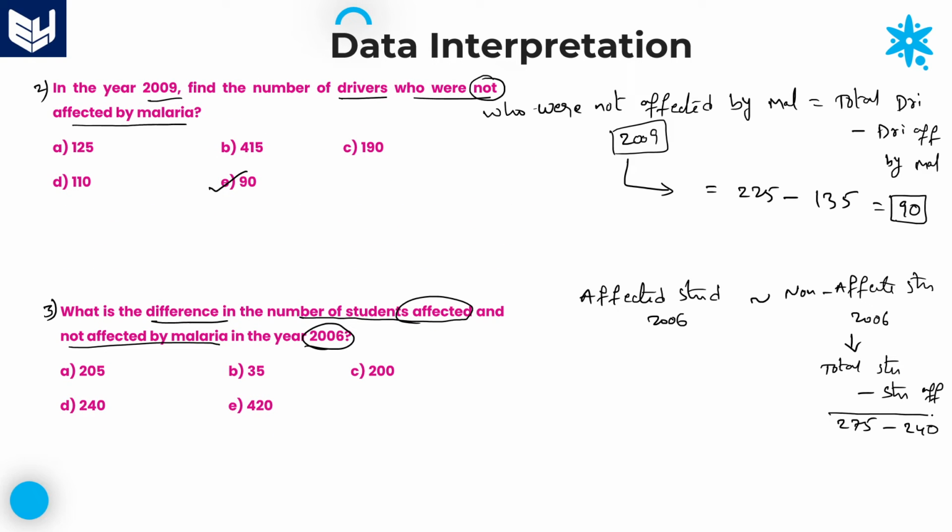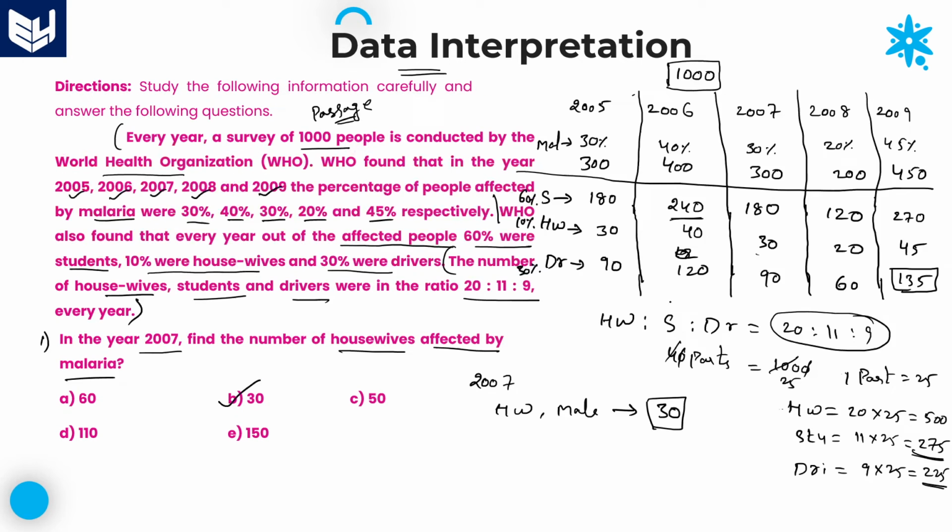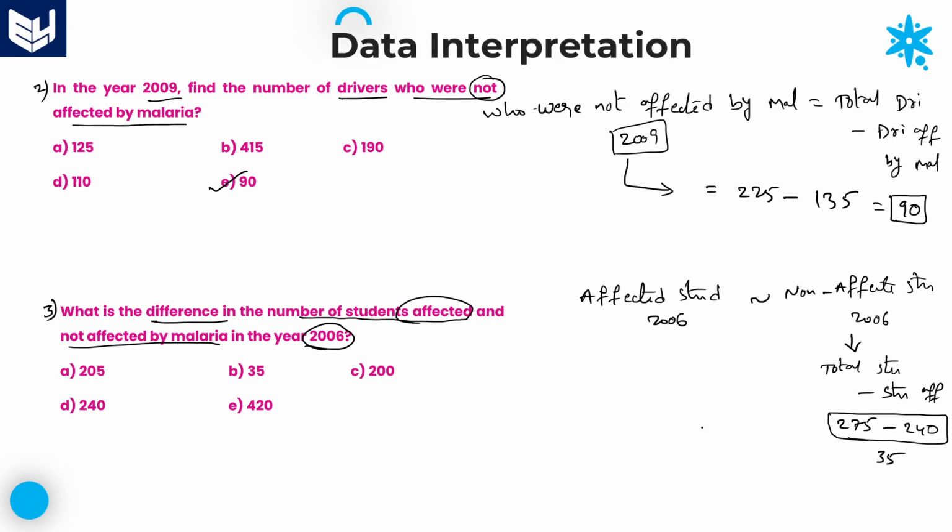Here is the total number of students who are not affected by malaria, that is 35. 35 students are not affected by malaria in 2006, whereas the number of students who are affected, just now we saw that value as 240. 240 members are affected. And you need to calculate the difference between these two values. 240 minus 35, which is equal to 205.